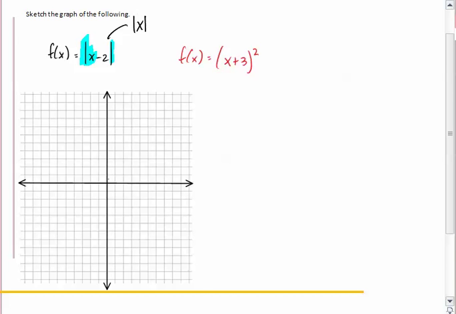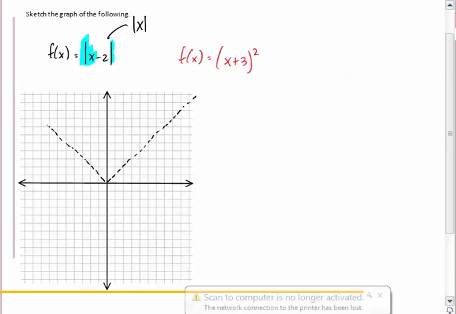Well, we know that the absolute value of x function, I'm going to put the original one as a dashed line. You have to look carefully at directions. Sometimes they want the adjusted one as dashed. I like the original one as dashed. It doesn't say in this particular case. So there's my original one.